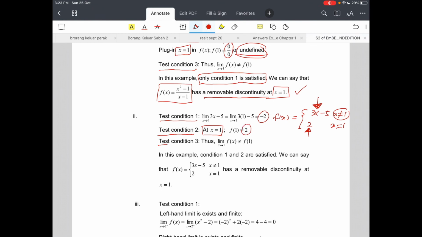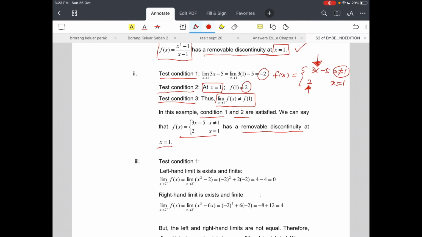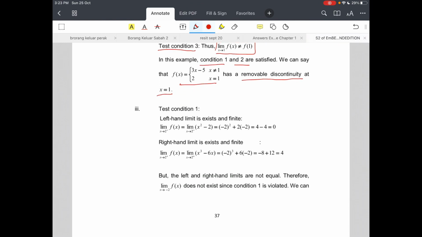So it means that when we test the third condition, it does not equal. Therefore, since it only satisfies condition number 1 and condition number 2, but not number 3, we can say that this function has a removable discontinuity at x equals 1. Now we go to the third example, which discusses jump discontinuity.